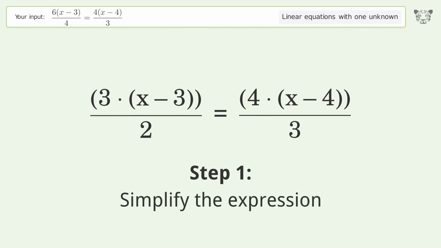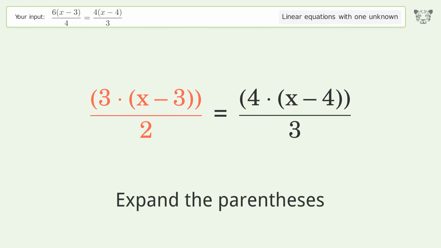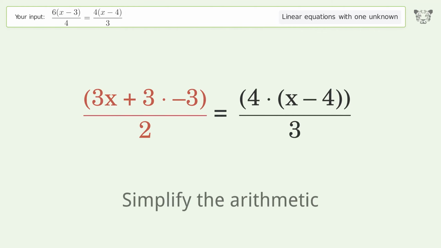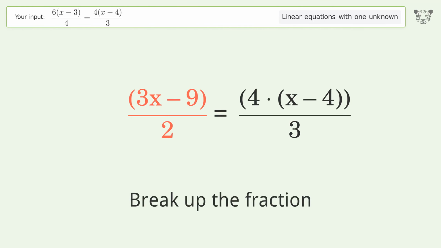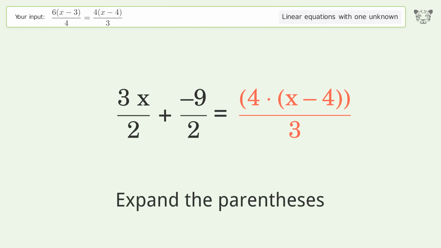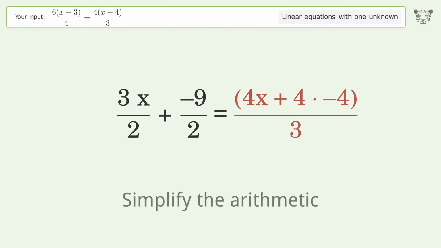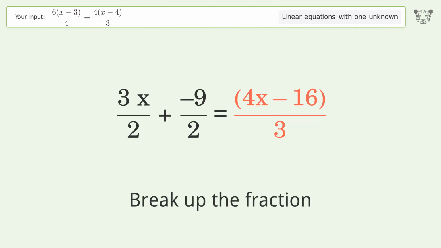Simplify the expression. Expand the parentheses. Simplify the arithmetic. Break up the fraction. Expand the parentheses. Simplify the arithmetic. Break up the fraction.